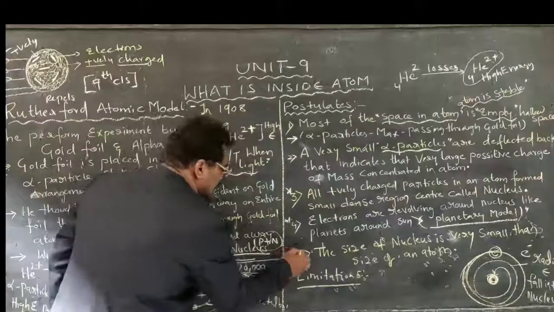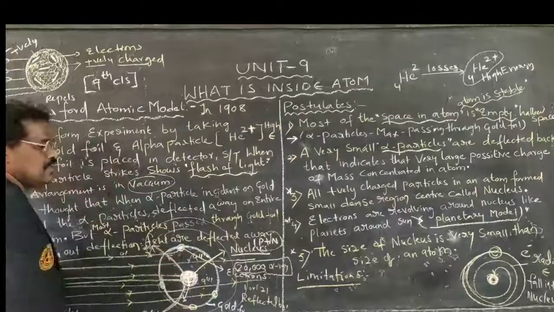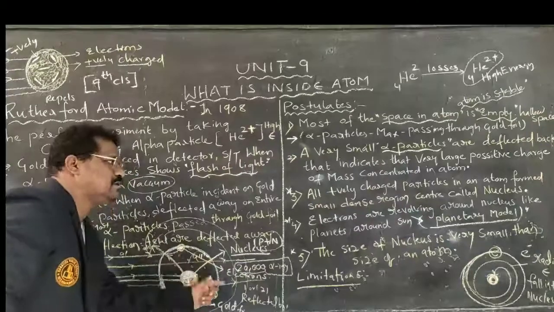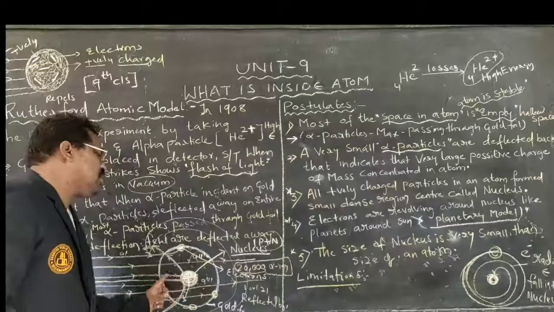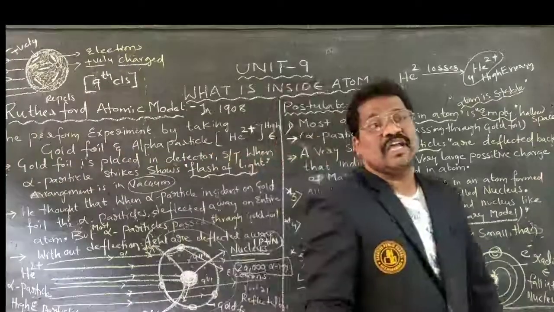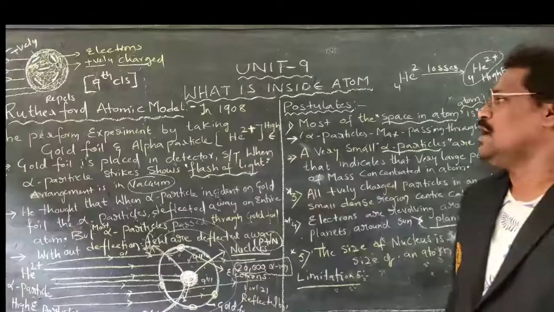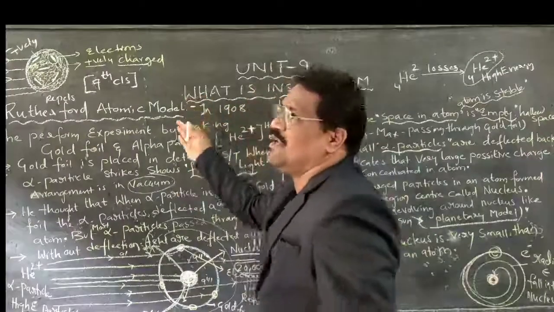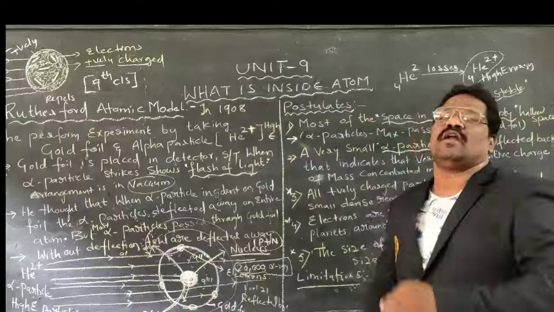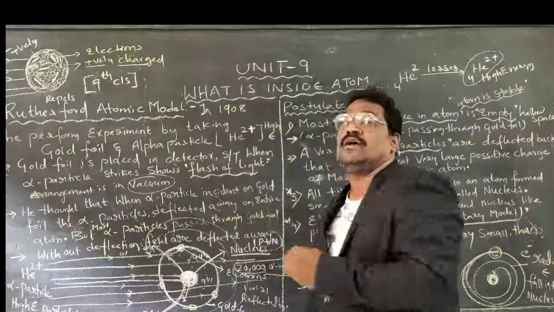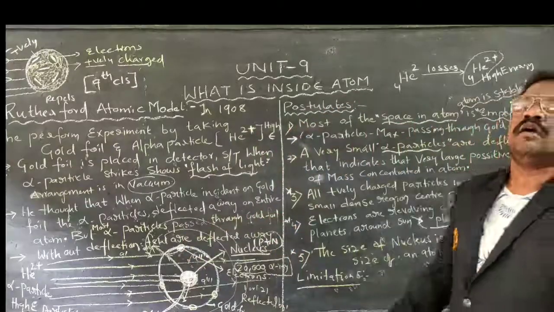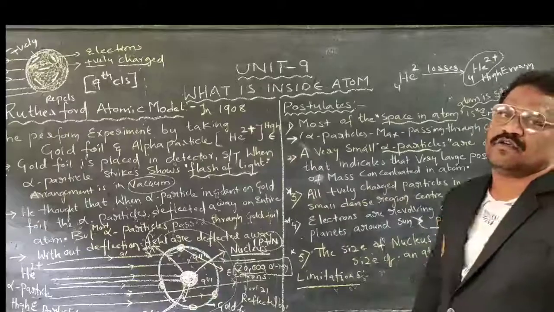Coming to the fifth point, the size of the nucleus is very small compared to the size of an atom. That point also he has given. These postulates were explained by Sir Ernest Rutherford in his experiment called the alpha scattering experiment, or the Rutherford atomic model, or the planetary atomic model.